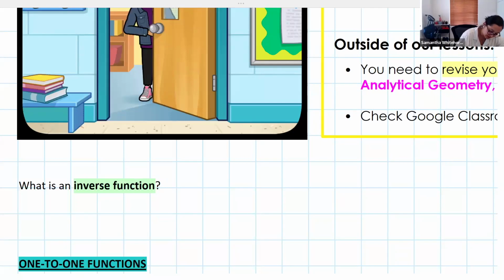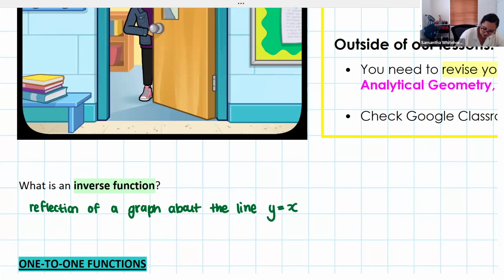An inverse function is the reflection of a graph about the line y equals x. If you don't want to say graph and you'd rather say function, that's also fine. But importantly, it is a reflection about the line y equals x.